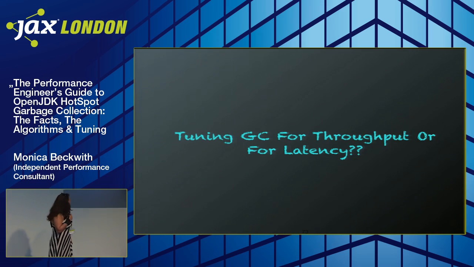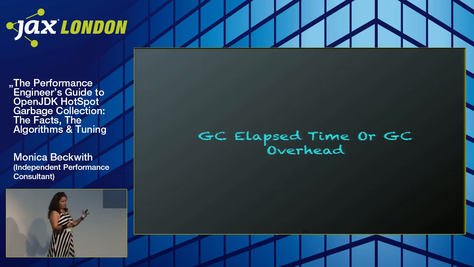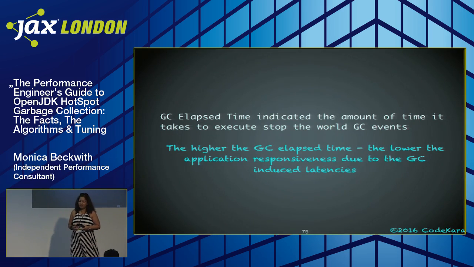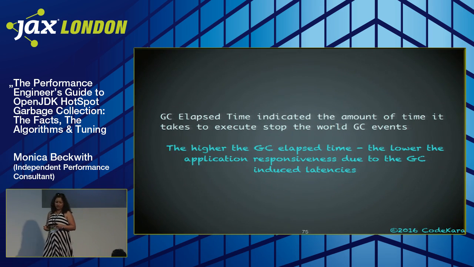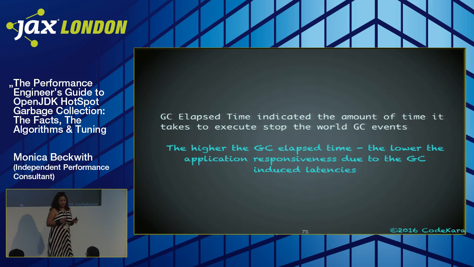Okay, so we spoke about how garbage collectors are designed for throughput or latency, right? So how do we tune for that? When I talk about throughput and latency, in GC terms I also mean GC elapsed time or GC overhead, okay? GC elapsed time indicates the amount of time it takes to execute a stop the world event. GC events are stop the world. So what's the amount of time it takes to execute that?